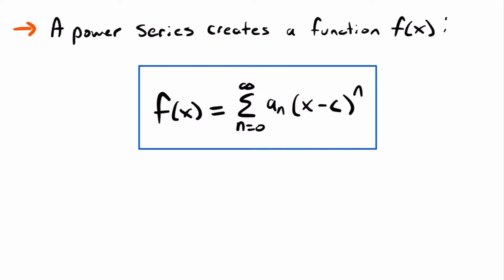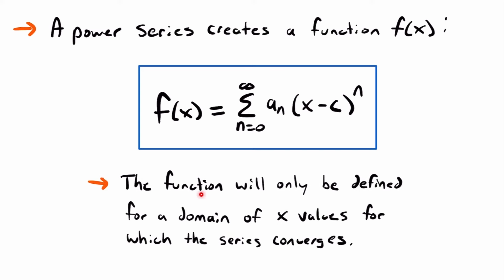If we have a value of x that makes the power series convergent, then the output of the function will be the sum of that convergent series. But if the power series diverges for a value of x, then it doesn't have a sum, and therefore the function doesn't have an output for that value of x. The value is undefined. Okay, so the function, this function right here, f of x, will only be defined for a domain of x values for which the power series converges.